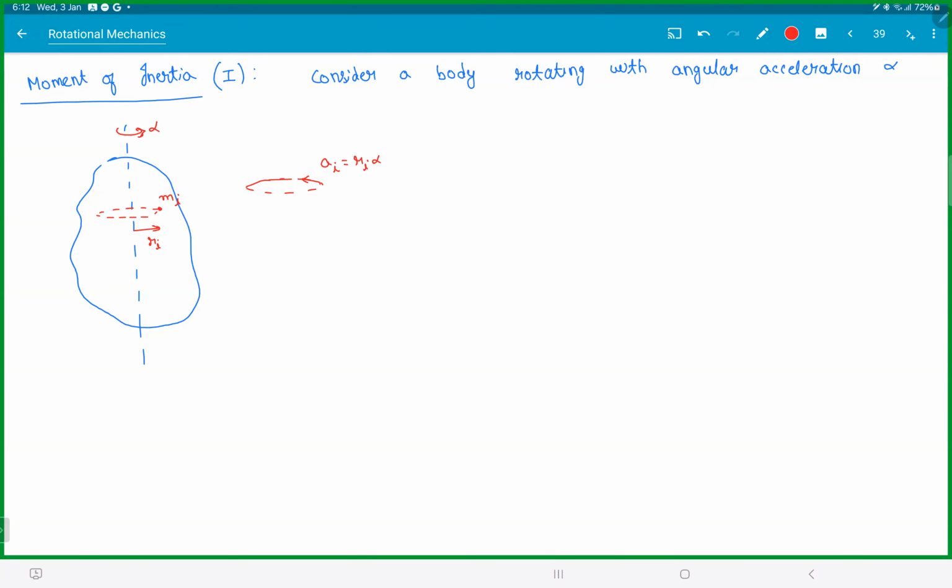Remember circular motion? Therefore, force on this ith particle will be mass of the ith particle into acceleration of the ith particle, which is mi ri alpha. So torque on the ith particle will be ri into fi, that would be mi ri square alpha. The net torque will be the summation of all these torques, which is sigma mi ri square alpha. What people observe is that this term keeps coming everywhere.